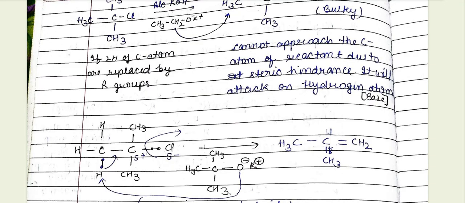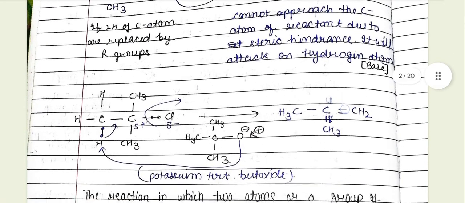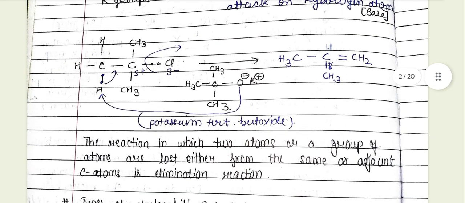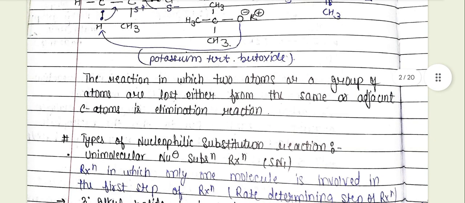If 2 hydrogens of the carbon atom are replaced by R groups, with potassium tertiary butoxide, it will give rise to CH3 double bond CH2. The reaction in which 2 atoms or groups of atoms are lost, either from the same or the adjacent carbon atoms, is known as an elimination reaction.